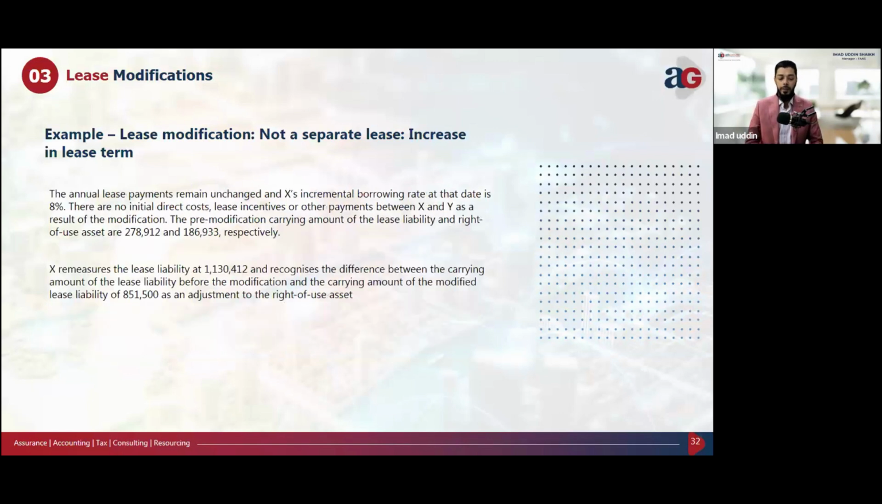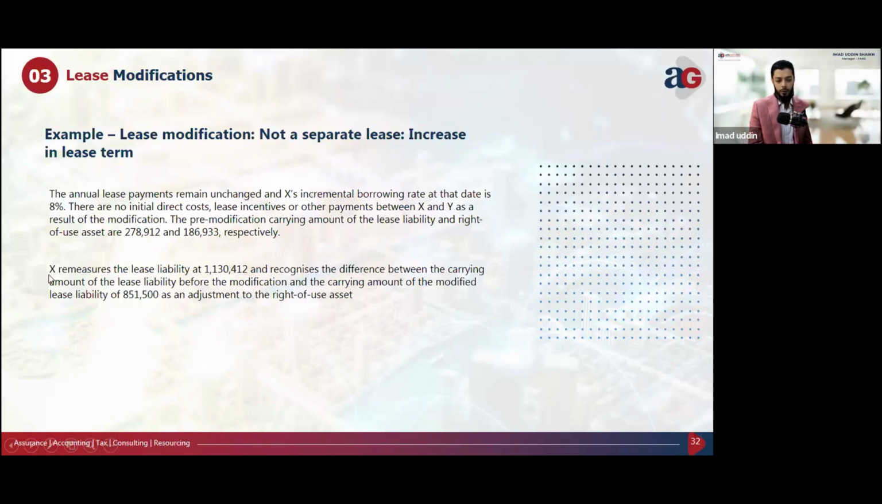How do we measure the lease liability? Now we have to look at the updated discount rate, the new incremental borrowing rate of interest at the date of modification, which is 8% now. The annual lease payment per year is exactly the same, 150,000. When we discount 150,000 per annum by 8% for the next 12 years, we'll have a new lease liability, which is 1.13 million. However, if you look at this, at the time of modification the carrying values were as follows. The lease liability was 278,000 and the right of use asset was 186,000.